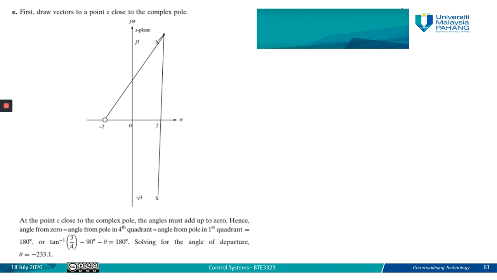So here, in order to find the angle of departure and angle of arrival, we need to draw the vector from the zeros and poles to the point that we want to find the angle of departure for. For example, usually we do not directly draw to the pole. We draw to a point near to the pole, in order to calculate the vector length and the vector angle, so that we can find the departure angle of this.